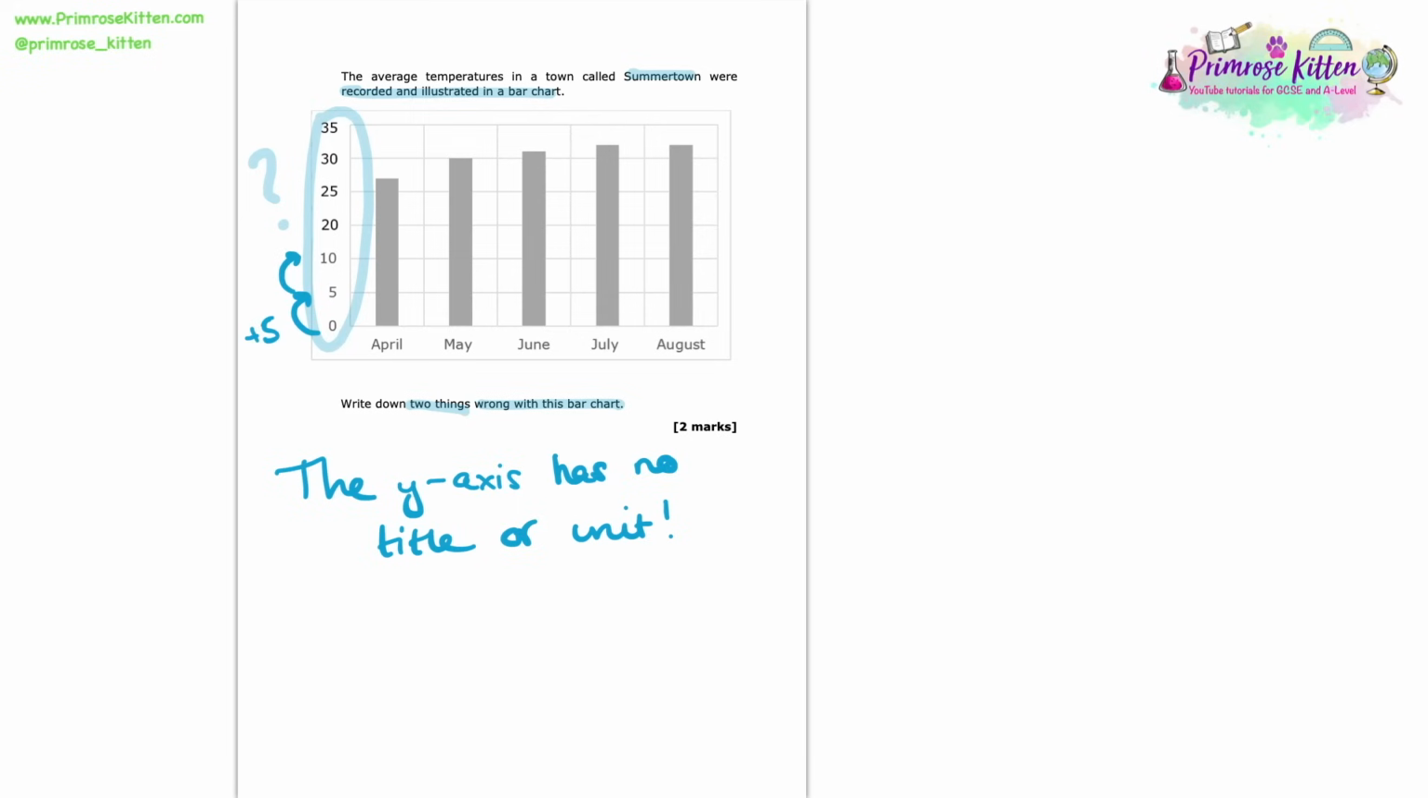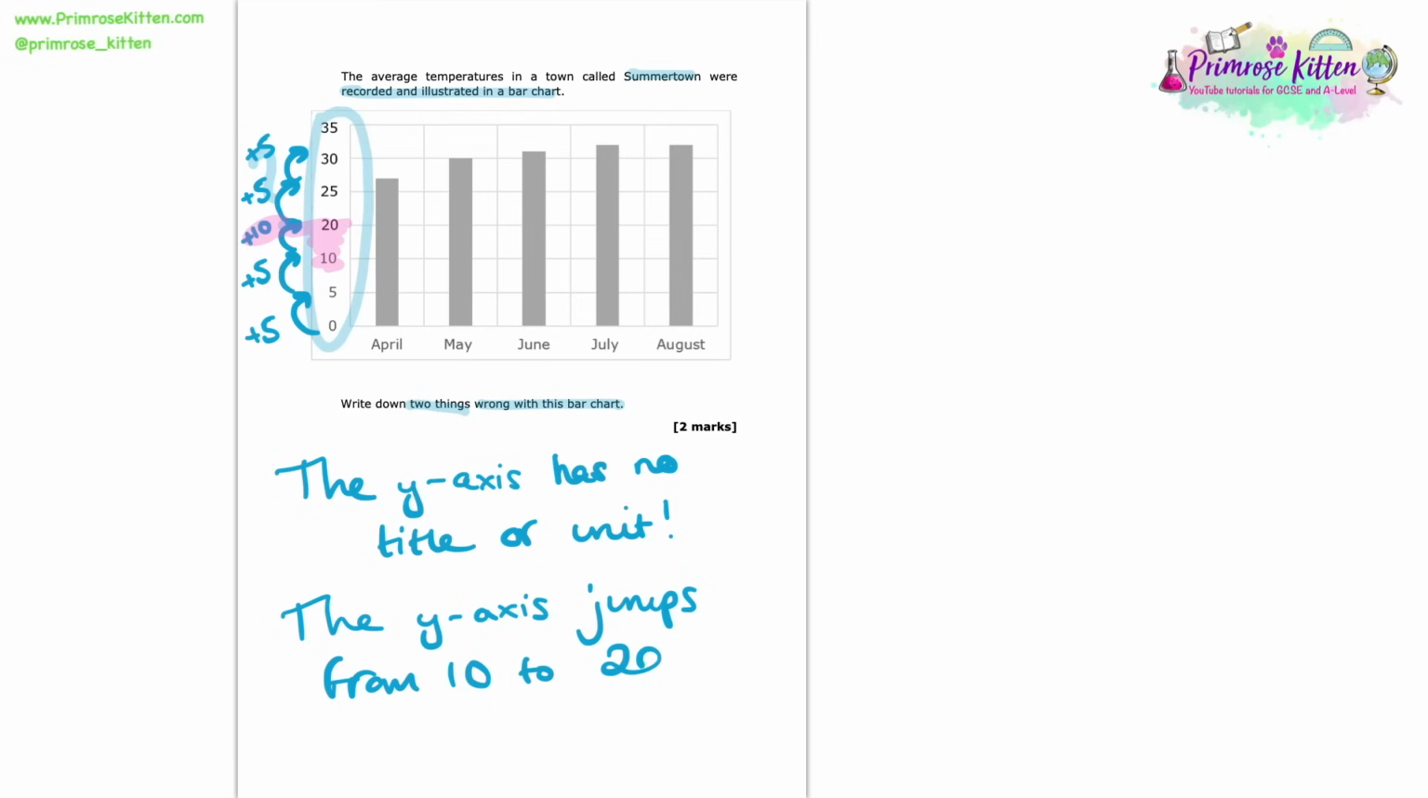Next, if we look at how we step up on the y-axis, it goes up by 5s until it goes up by 10. And then it goes up by 5 again. So what we have here is an irregular y-axis. The y-axis has not got a regular scale, and in fact it jumps from 10 all the way to 20 rather than stopping at 15. So that is a really important error in this graph, and one that we definitely need to write about.